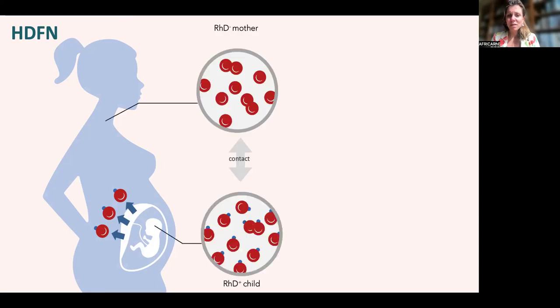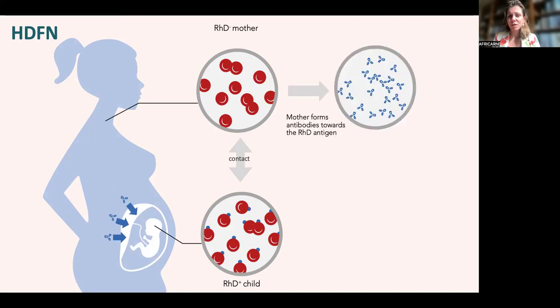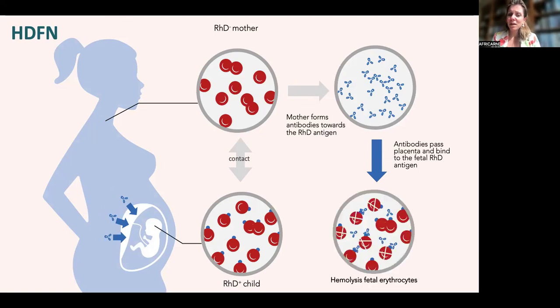And this results in fetal anemia. As you see, the RHD negative mother has contact with the RHD positive child. The mother forms antibodies towards the RHD antigen. These pass through the placenta, and there they find all these positive cells that are destroyed, and hemolysis occurs.